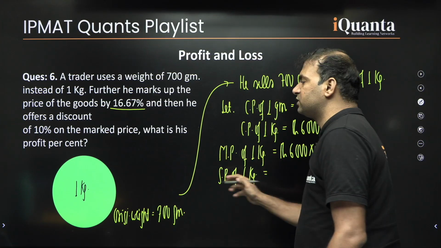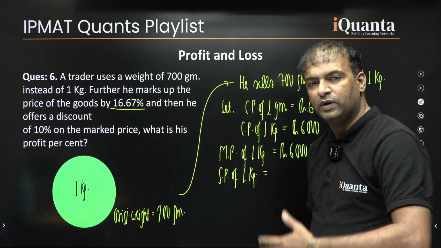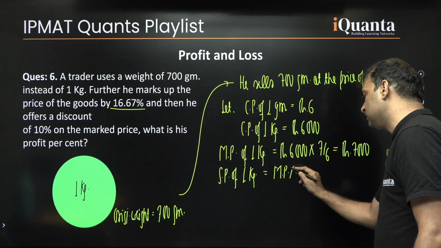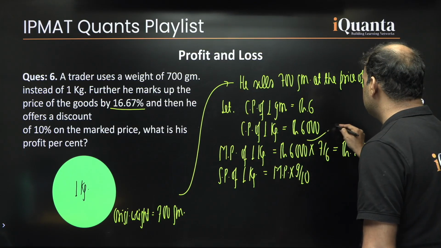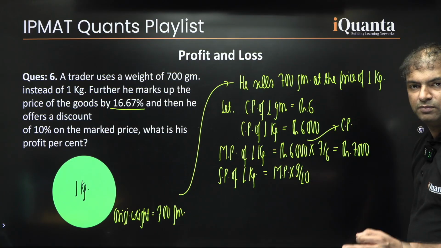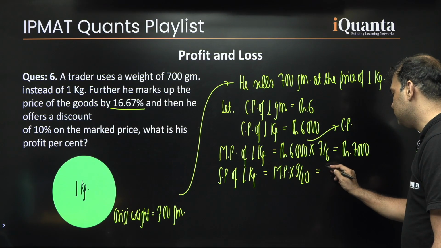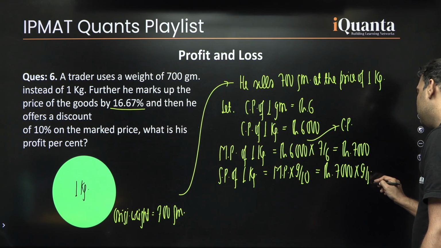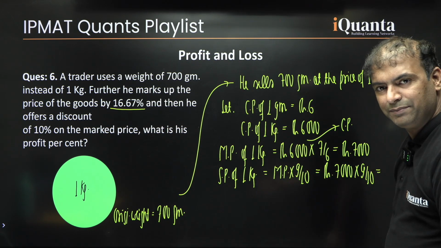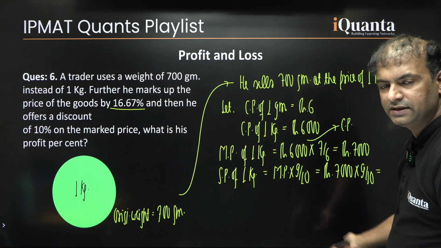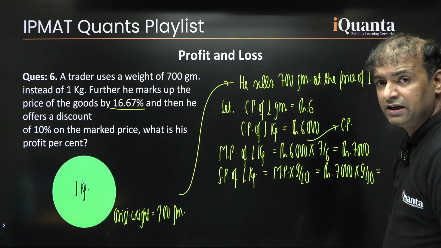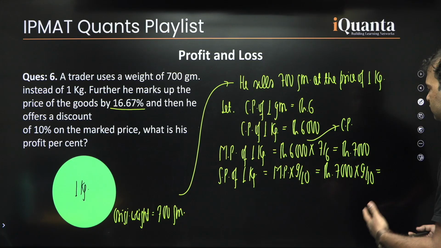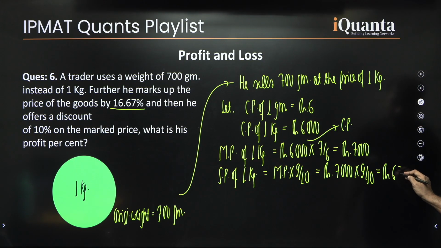The discount is 10%. 10% means 1 by 10, so 1 by 10 should be subtracted. That means it should be mark price into 9 by 10. Just like this, we have cost price into 7 by 6, and this is mark price into 9 by 10. Simple. Mark price is 7,000 which we just found, into 9 by 10, or you can simply subtract 10% as well, same thing: mark price minus 10% of mark price. So 10% of 7,000 is 700, so 7,000 minus 700 is 6,300, or we can do 7,000 into 9 by 10, which is also 6,300.